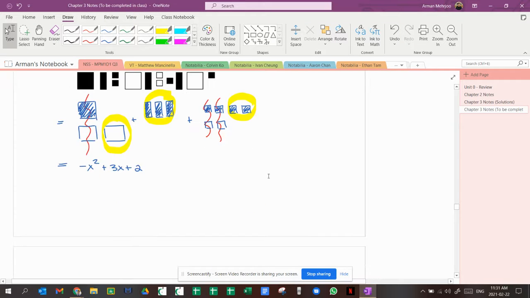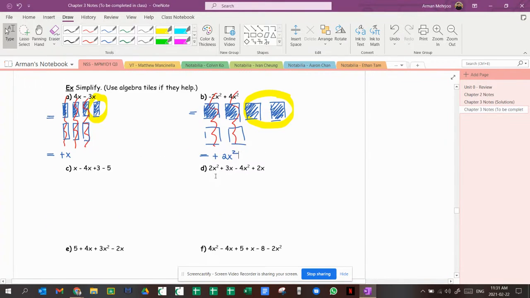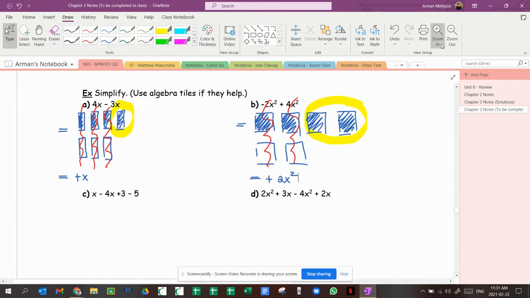All right. So I hope you had a chance to try C and D by yourselves. Let's take it up together and let's see what we get. So I have one positive x. And I have four negative x's. I have three positive ones. And I have five negative ones.